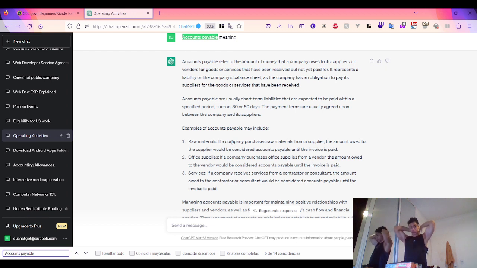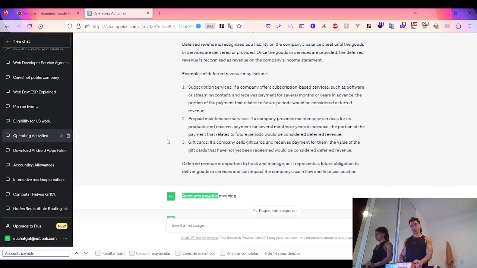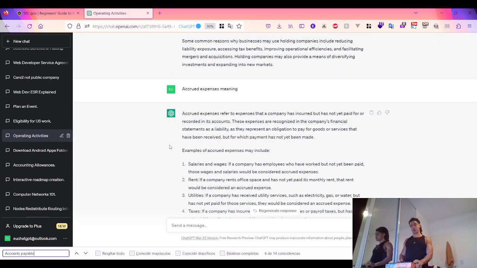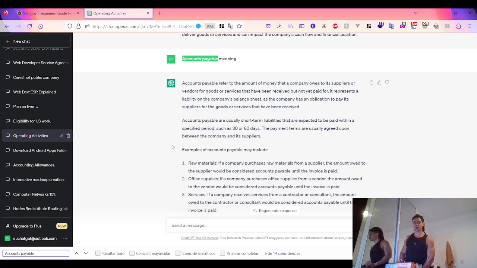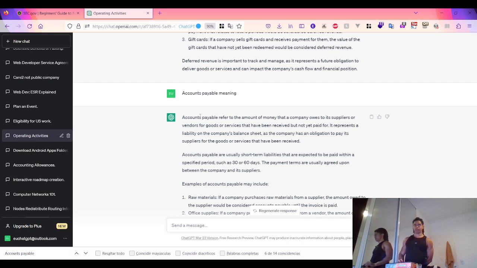And when it comes to accrued expenses, they are more general. According to ChatGPT, accounts payable is money that you owe to your vendors and suppliers. The subtle difference between a supplier and a vendor is that a supplier is needed for your business, whereas a vendor can improve it but is not crucial.